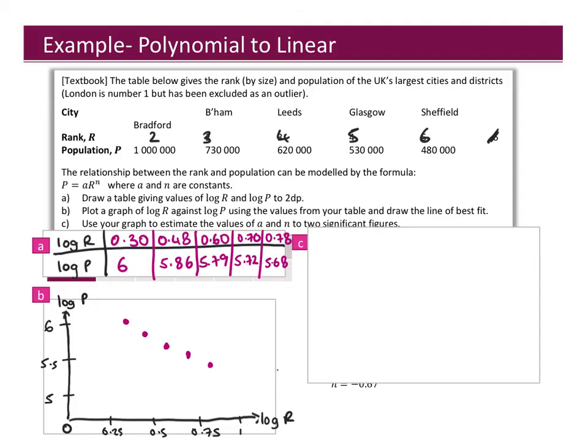Then what you're going to do is draw a line of best fit. Okay, well, it's quite easy, really, because they're kind of in a straight line. Now, I am going to use a ruler, and I'm going to show you exactly.